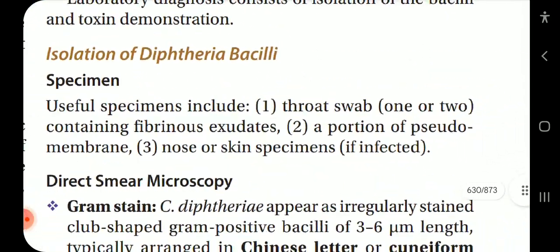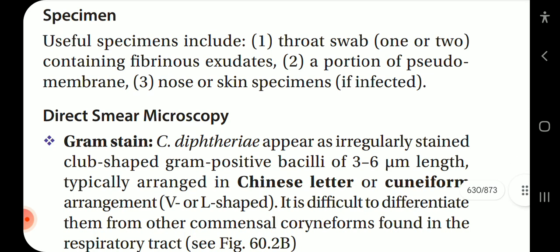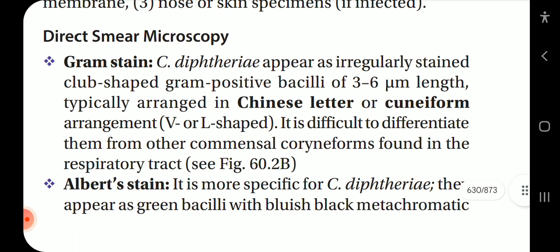Isolation of diphtheria bacilli. Specimen: useful specimens include throat swab, 1 or 2 containing fibrinous exudates, a portion of pseudomembrane, and nose or skin specimens if infected. Direct smear microscopy, Gram stain: Corynebacterium diphtheriae appear as irregularly stained club-shaped gram-positive bacilli of 3 to 6 micrometer length, typically arranged in Chinese letter or cuneiform arrangement, V or L shape.